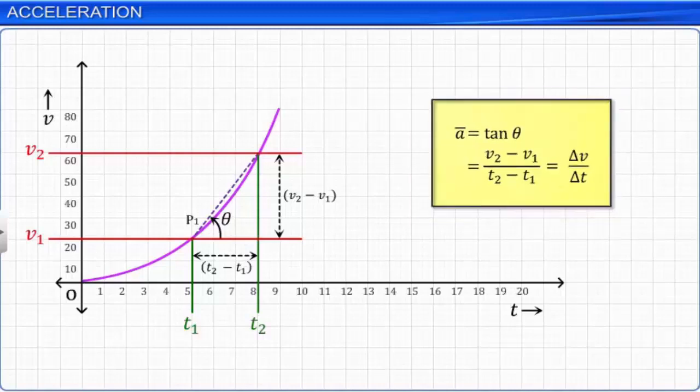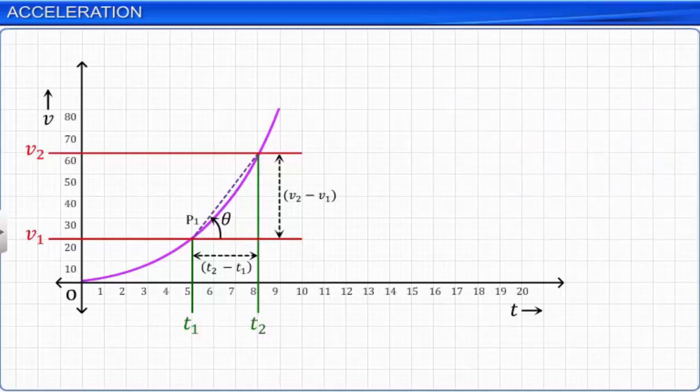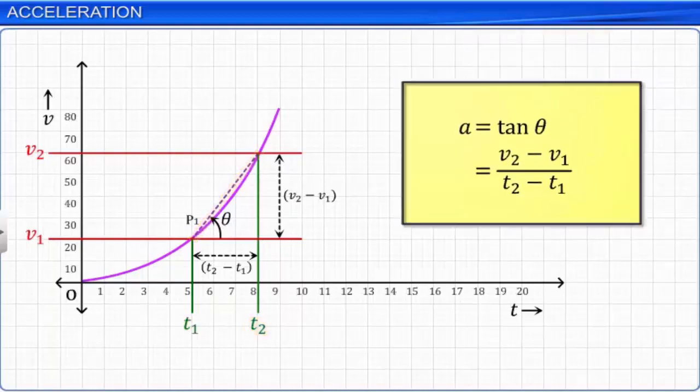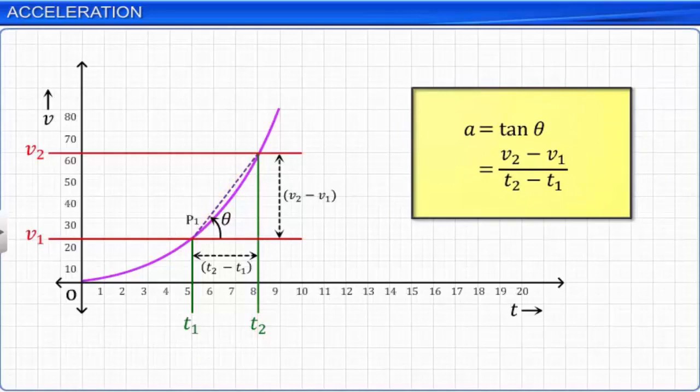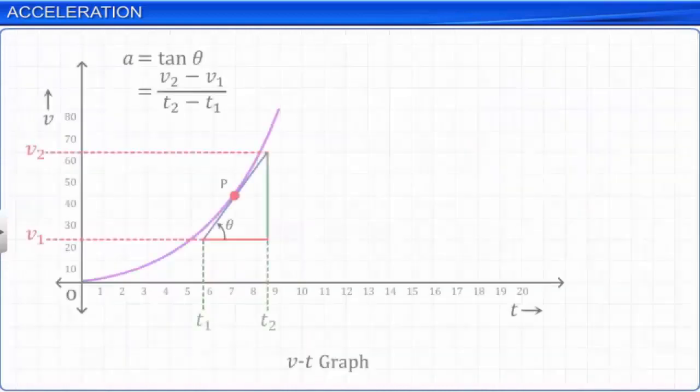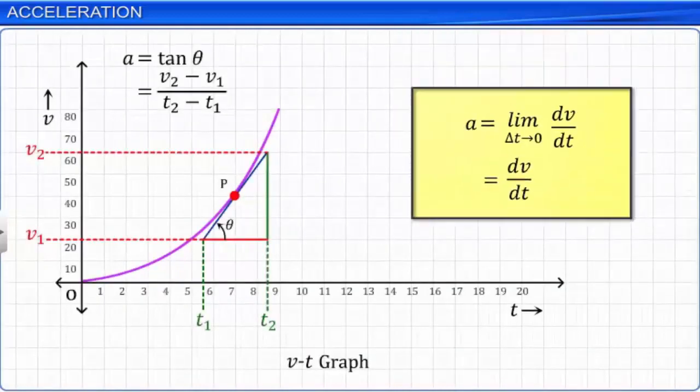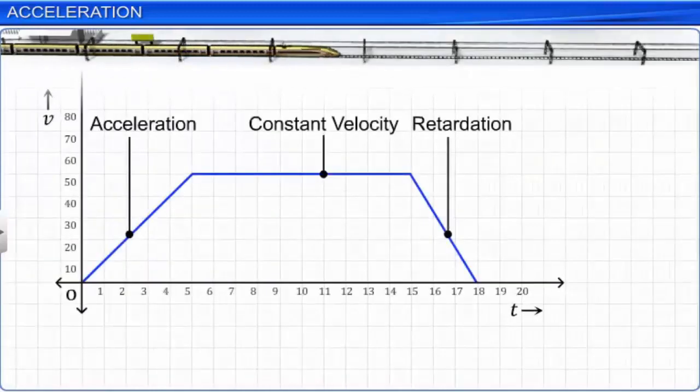On the v-t graph, the average acceleration is represented by the slope of the line joining the points v1, t1 and v2, t2. Just as we defined instantaneous velocity, we can similarly define instantaneous acceleration. On the v-t graph, instantaneous acceleration at any point on the curve is represented by the slope of the tangent drawn at that point. Like velocity, acceleration is also a vector with both magnitude and direction.